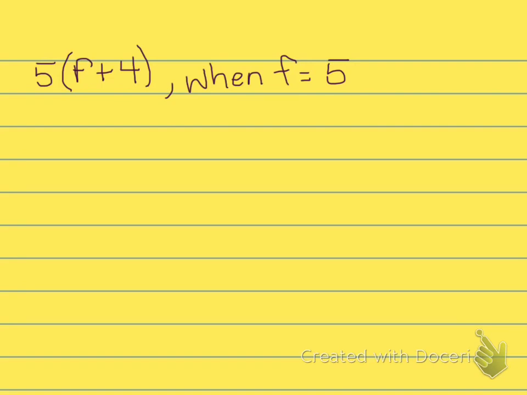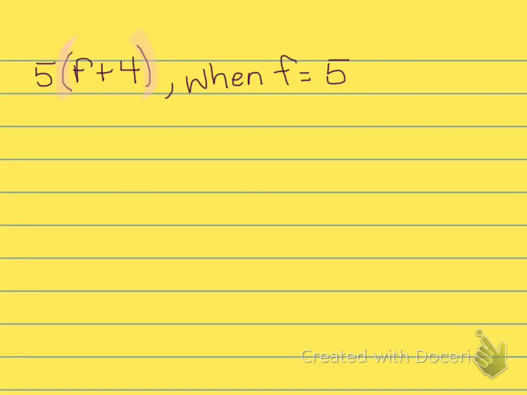Ooh, this is tough. Okay, so we have 5 times the quantity f plus 4. Sometimes when we use parentheses, you will hear that whatever's inside the parentheses is called a quantity. So listen to what I just said again. Our problem is 5 times the quantity f plus 4. We need to solve this problem when f equals 5.